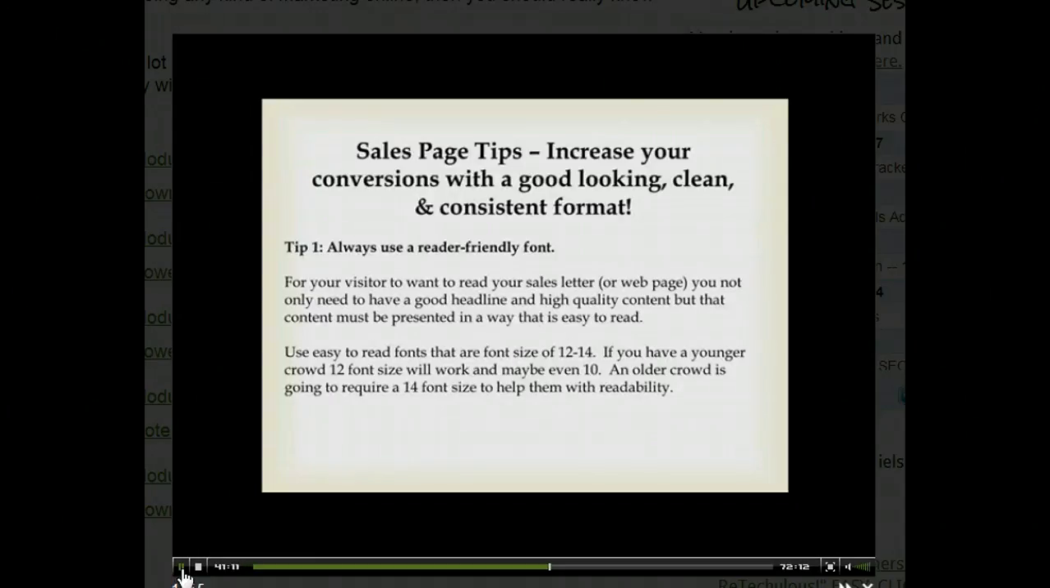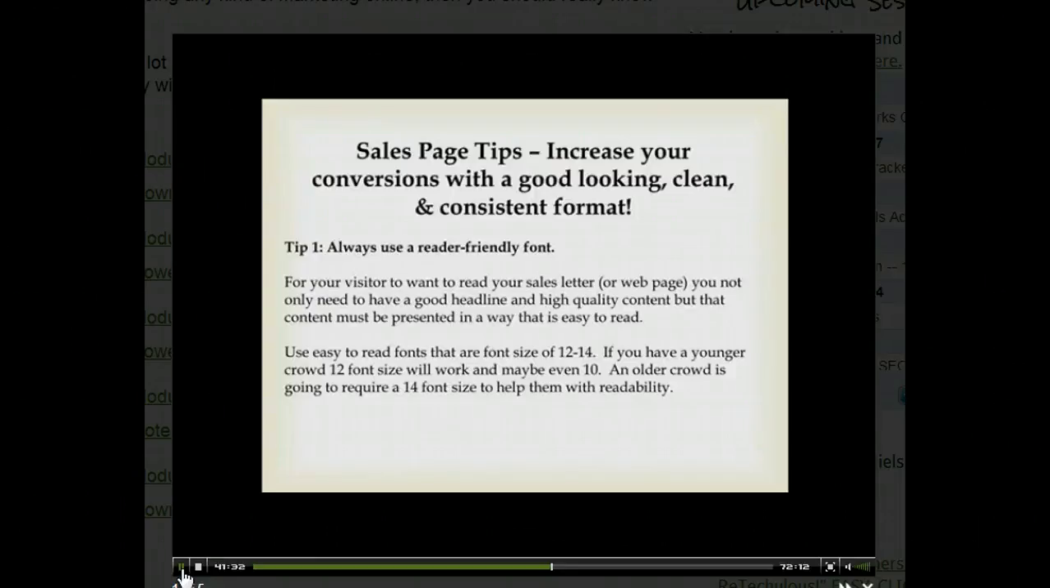For your visitor to want to read your sales page or your sales letter, you not only need to have a good headline and high quality content, but the content must be presented in a way that is easy to read. Use easy to read fonts with a font size of 12 to 14. A lot of times people ask, what size should the font be? Your normal font should be 12 to 14.